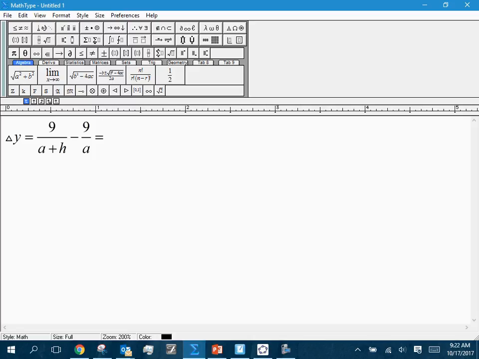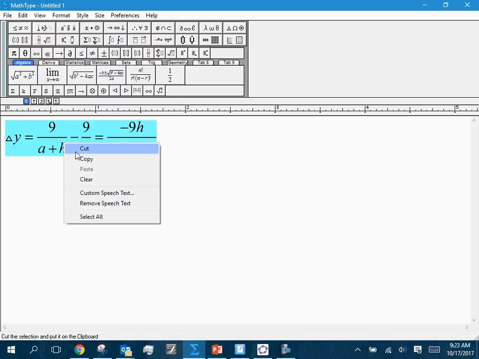Would you guys agree with that? What happens with your 9a's? They cancel out, so you get negative 9h over a times a plus h. Okay, so I'll write that out. That is an equivalent format, and it's actually a better format than that one. Okay, so those are all equal.